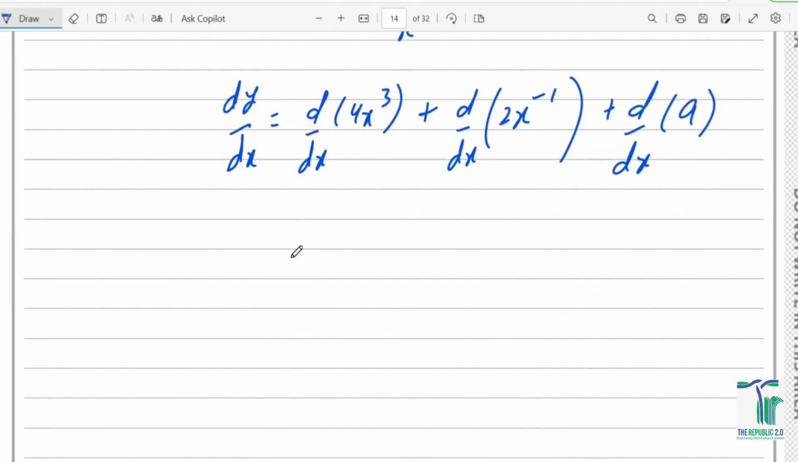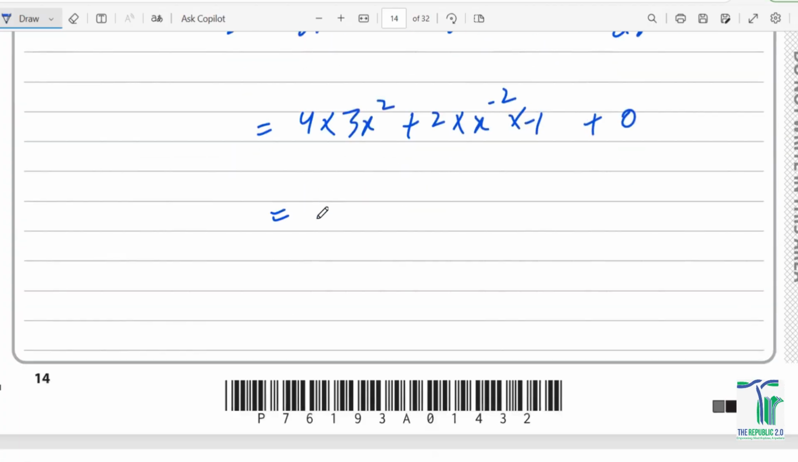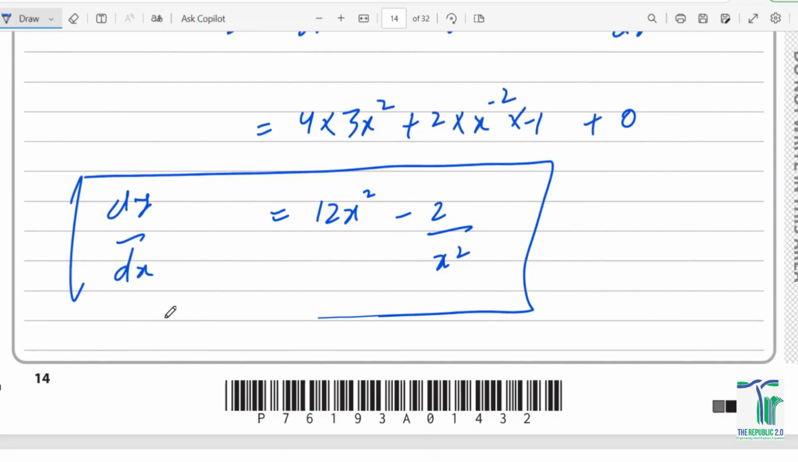Now I'm just going to solve it down, and I would be having 4 times the differentiation of x cube is going to be 3x square plus 2 times x minus 1. You've got x minus 1, and x minus 1 would become x minus 2 times minus 1 plus 0. And I'll be left out with 12x square minus 2 upon x square. That is the dy upon dx I was looking for.